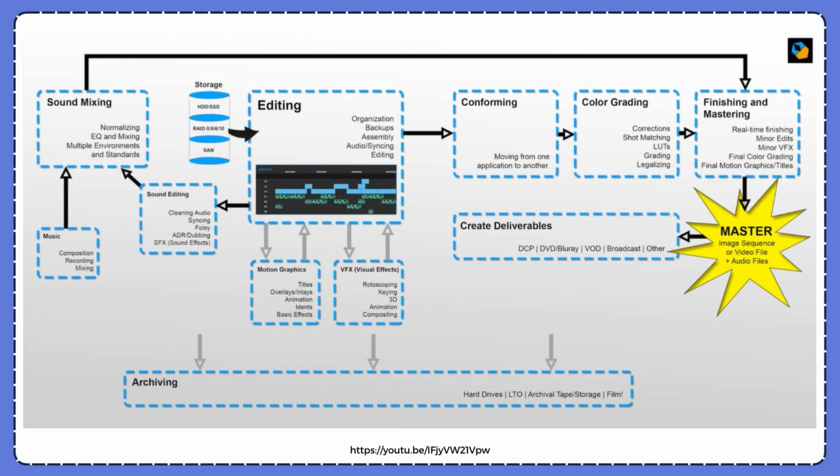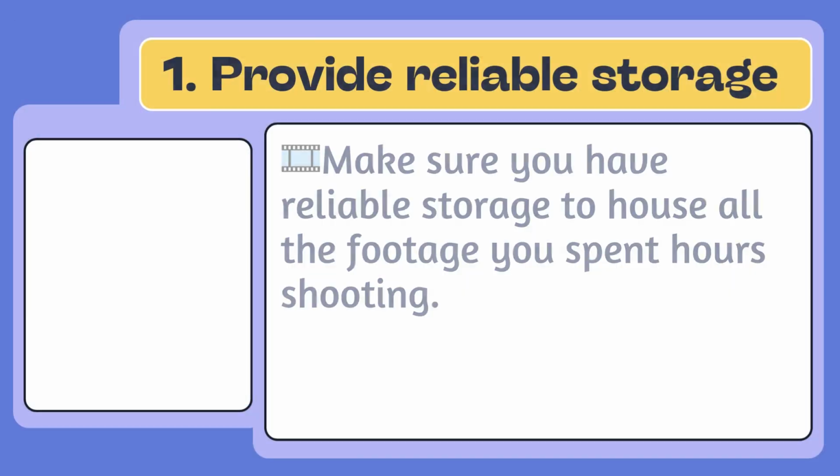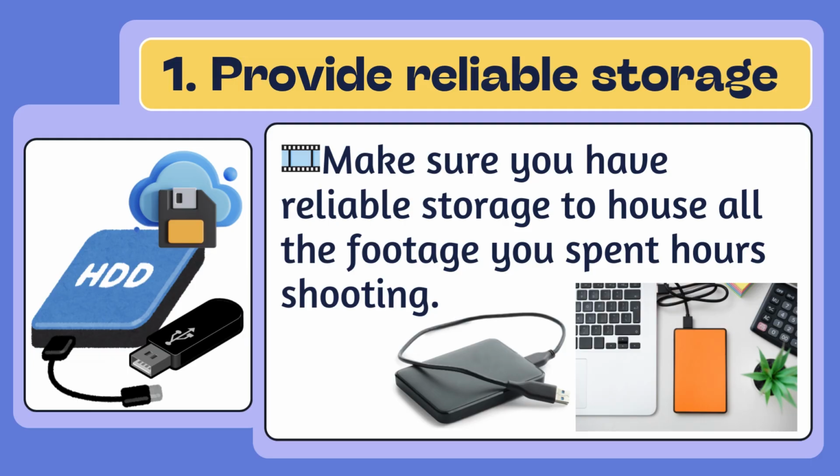This is the post-production process. 1. Provide reliable storage. Make sure you have reliable storage to house all the footage you spent hours shooting. It can be anything from a basic hard drive to spinning hard drives, or even RAIDs, a combination of hard drives.